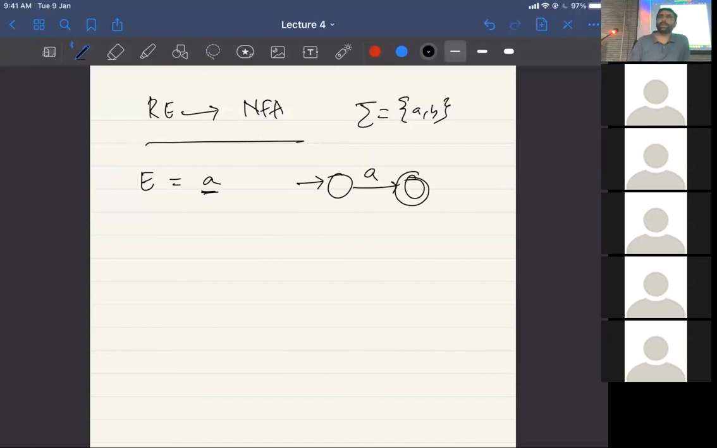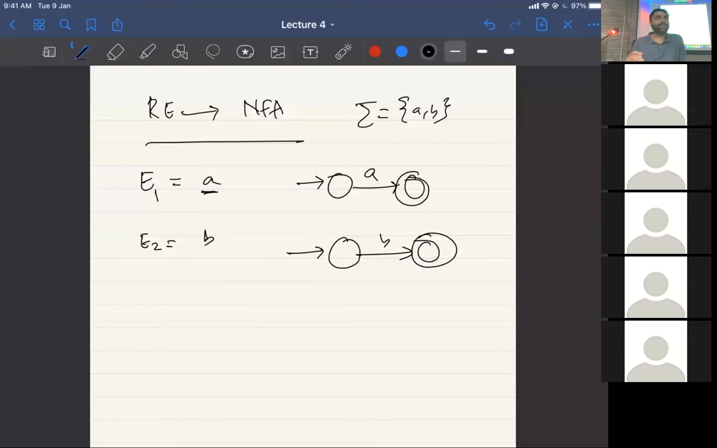We will go step by step. Now suppose we have another expression E2, which is B. Then the equivalent NFA would be similar. This is just one simple NFA for a regular expression containing just one symbol. Could there be one state with a self loop? No, that's not correct.